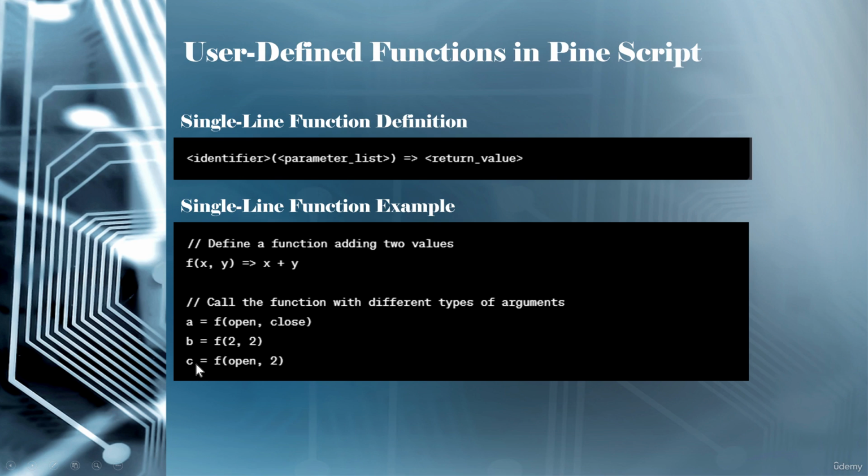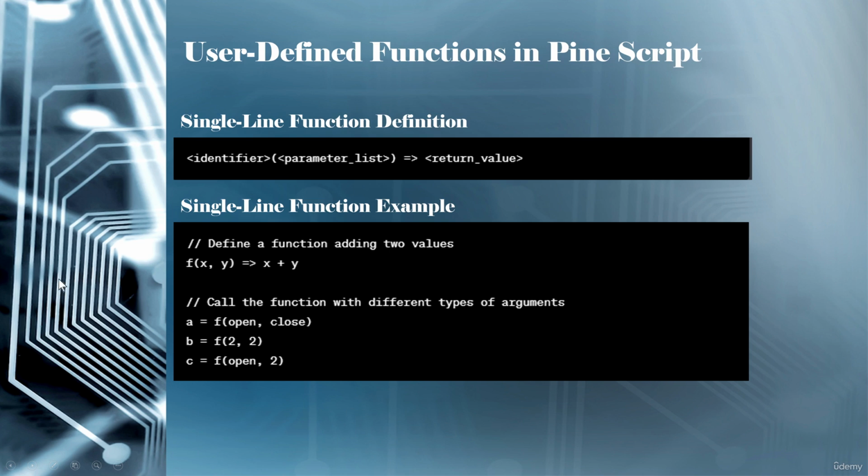In the third case, we assign to variable c the function call f with parameters open and 2. In that case, it will sum the two parameters, open and 2, and will return the value, and that value will be assigned to the variable c.